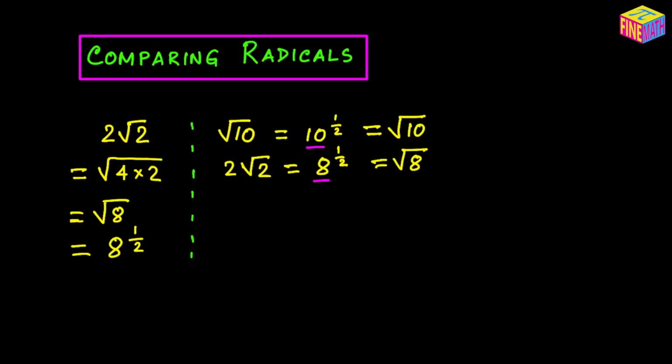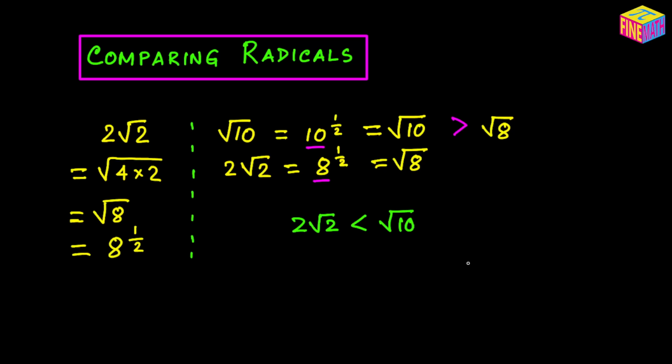So the first one will be greater than the second one. So we can say, well, then this must be greater than the square root of 8. That means from here we can say, okay, then 2 times square root of 2 is definitely less than square root of 10. So the whole concept here is that we have to bring both the numbers into the same exponent. Somehow we have to convert them into the same exponent.